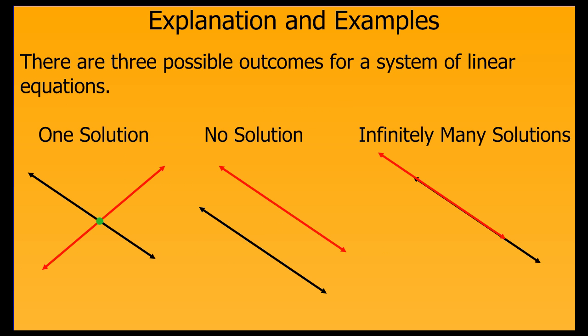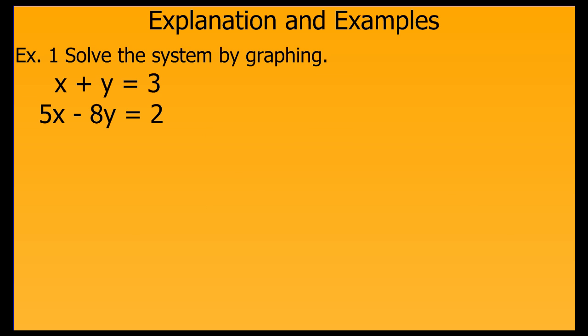There are three possible outcomes for a system of linear equations. The lines could intersect in one point, in which case that point is the only solution. The lines could be parallel, in which case there is no solution. Or the lines could be on top of each other. In math, we call that collinear, in which case there are infinitely many solutions. Each point on the line is a solution to the system. Let's look at some examples.